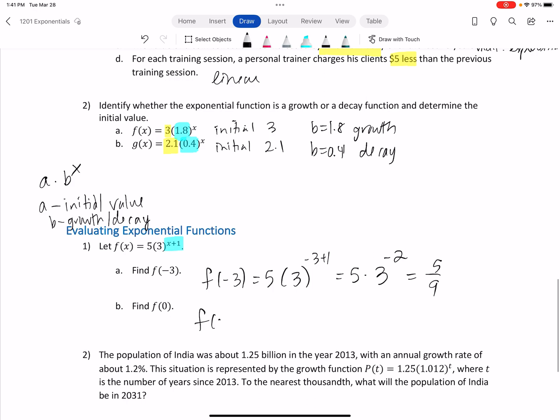F of 0, so I'm putting 0 in for x again, 3 raised to the 0 plus 1. So 5 times 3 to the 1. 3 to the 1 is 3. 5 times 3 makes 15.